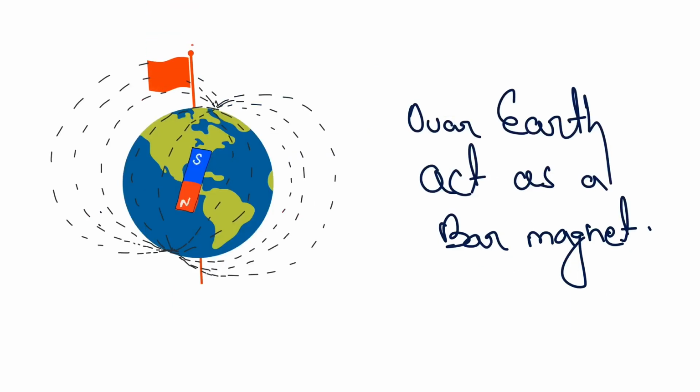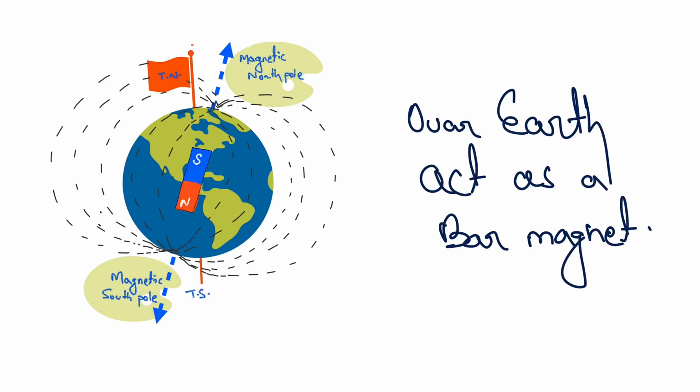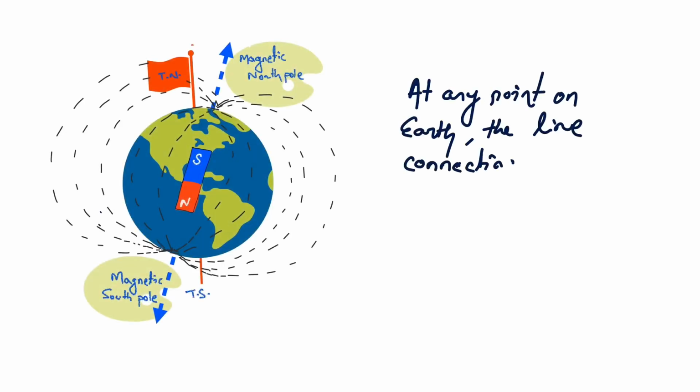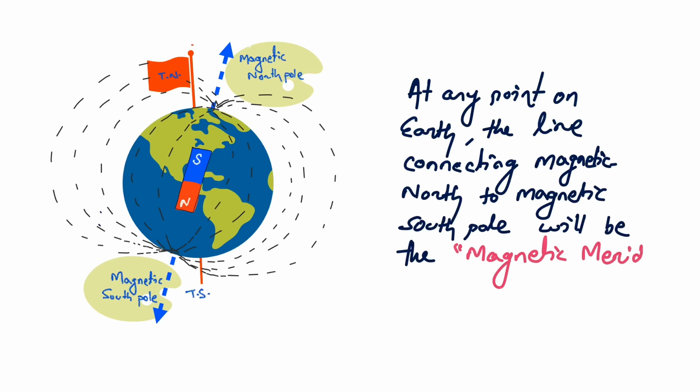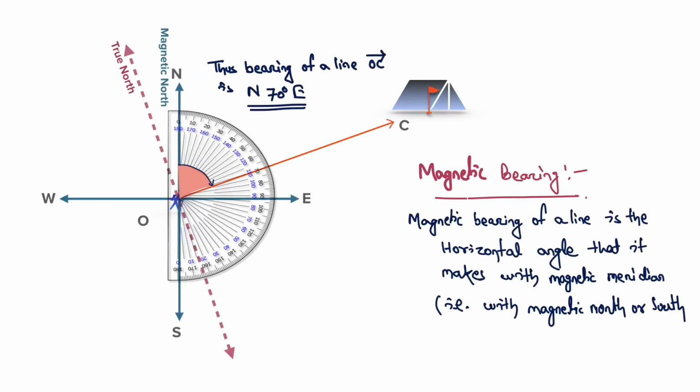But wait, it's not the end. Our earth acts as a bar magnet, thus having two more poles, a magnetic north pole and a magnetic south pole, and this differs from the true north and true south. And having magnetic poles, we have magnetic meridian, which is defined by the lines connecting the magnetic north pole to south pole along the magnetic flux line at any point on the surface of the earth. Thus the magnetic bearing of a line is the horizontal angle that it makes with a magnetic meridian.